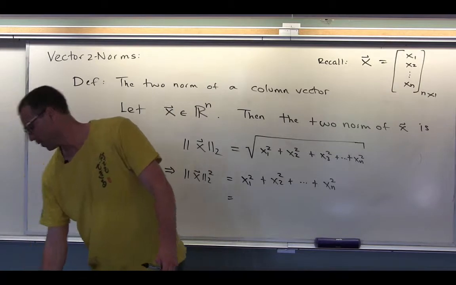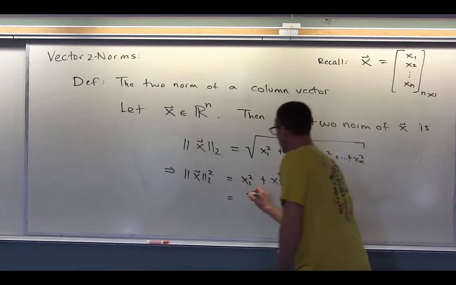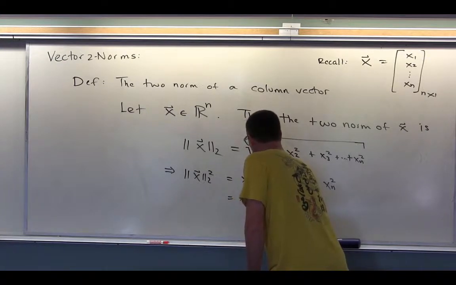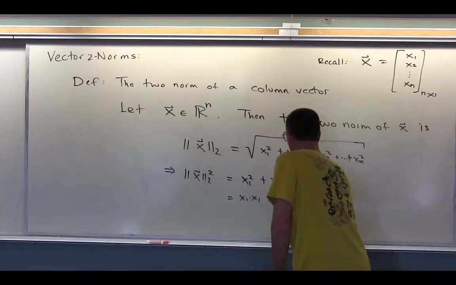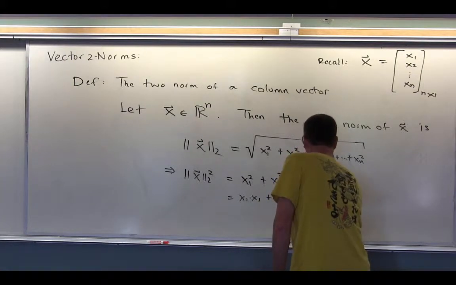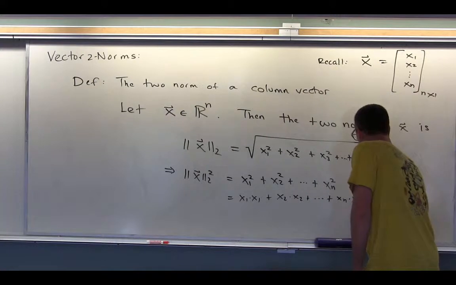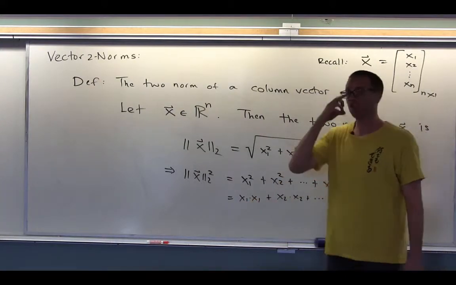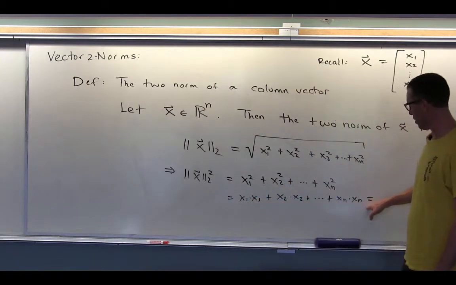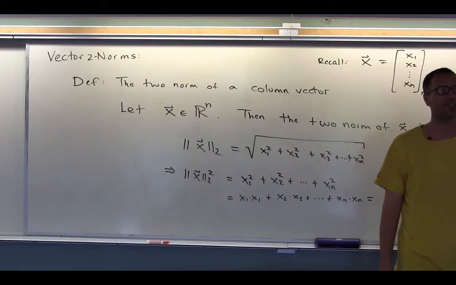You amaze me. It means x1 squared means what? x1 times x1. What does x2 squared mean? So now you've got x2 times x2, and then we go all the way down to the end. What do you notice about that? And what I might have you do is look at this expression and compare it to the definition of an inner product.